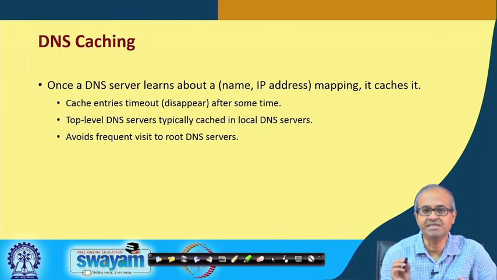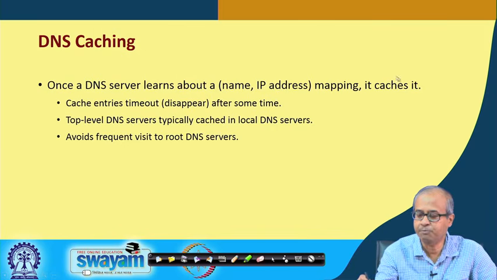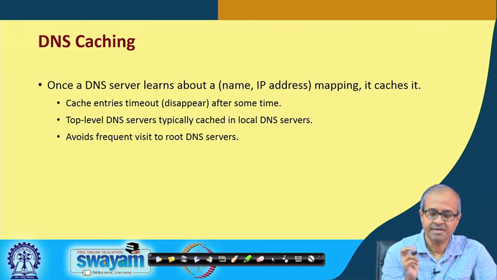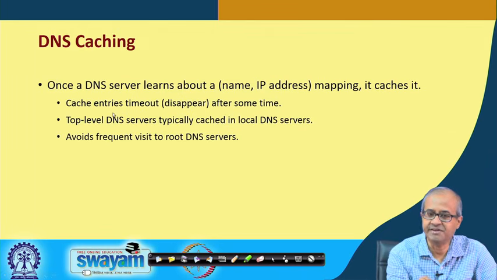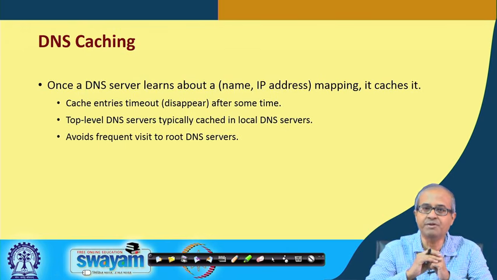So, DNS caching is something which is very common, it is used to increase the efficiency of operation. So, it is mentioned here, once a DNS server learns about a name IP address pair, it puts it into a cache, a fast memory, a portion of the memory, it puts it there. And these are not permanent entries, they have some timeout, maybe a few hours, few days, 1 week. After that, they will automatically be removed from the cache, from the memory, right.